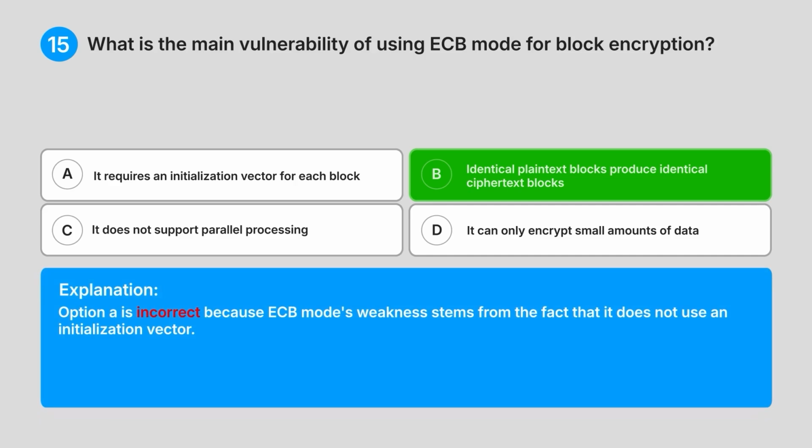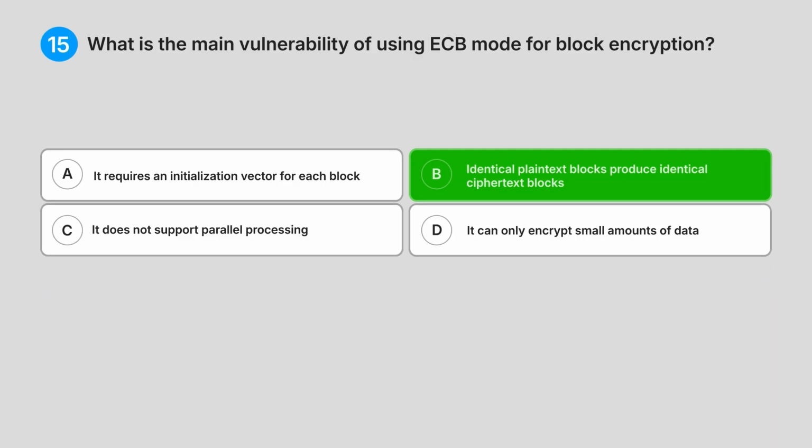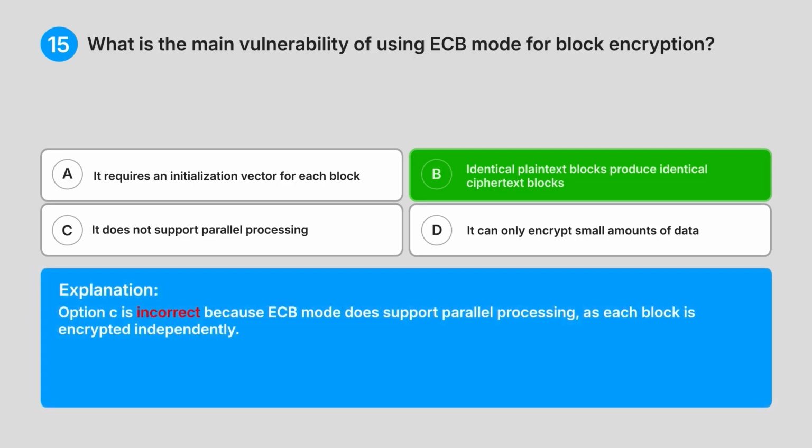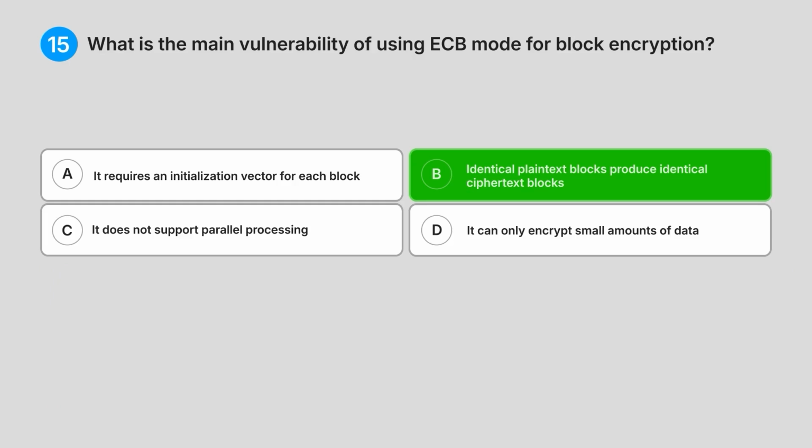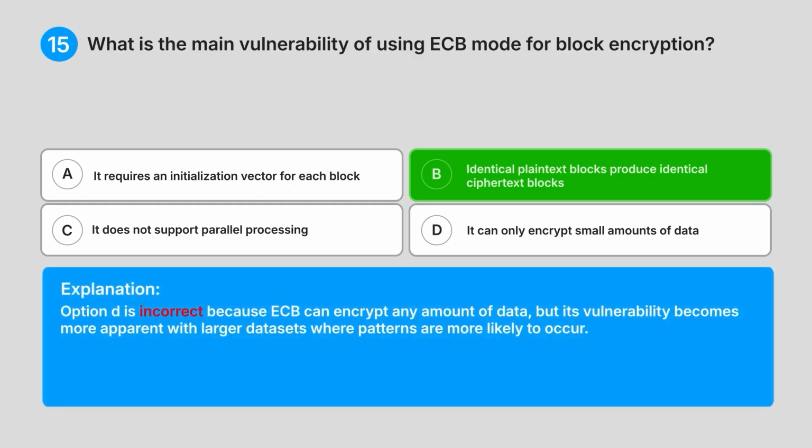Option A is incorrect because ECB mode's weakness stems from the fact that it does not use an initialization vector. Option C is incorrect because ECB mode does support parallel processing, as each block is encrypted independently. Option D is incorrect because ECB can encrypt any amount of data, but its vulnerability becomes more apparent with larger datasets, where patterns are more likely to occur.